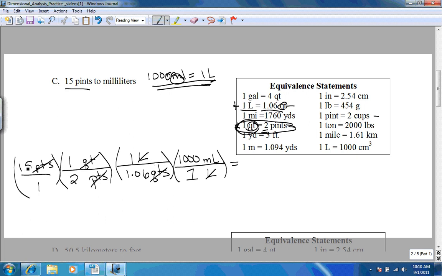So that gives us 15 divided by 2 times 1 divided by 1.06 times 1 divided by 1 times 1,000. And that ends up being 7075 milliliters. Now, if we go back to our original number, we notice that we have two significant figures in 15. So that means we are going to round that off to 7,100 milliliters. Right? And that's how you do part C of number 1.